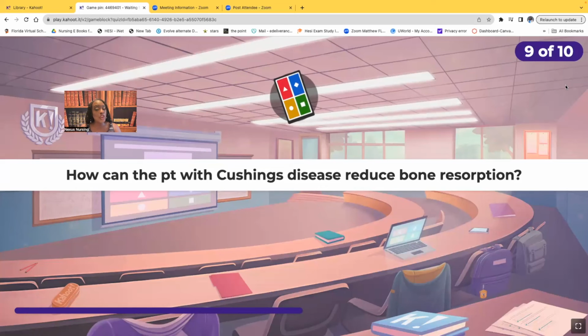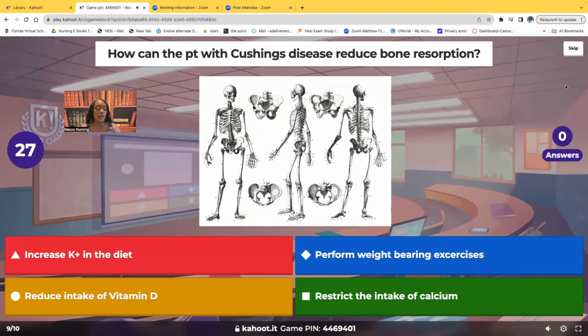How can the patient with Cushing's disease reduce bone resorption? Would it be increased potassium in the diet? Would it be to perform weight-bearing exercises? Would it be to reduce the intake of vitamin D? Or would it be to restrict the intake of calcium?